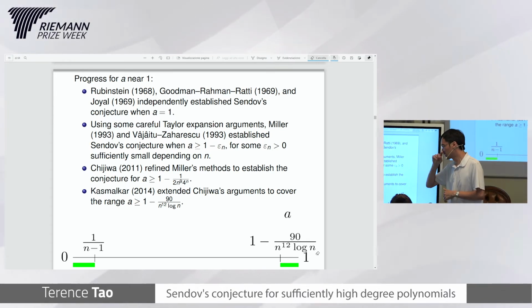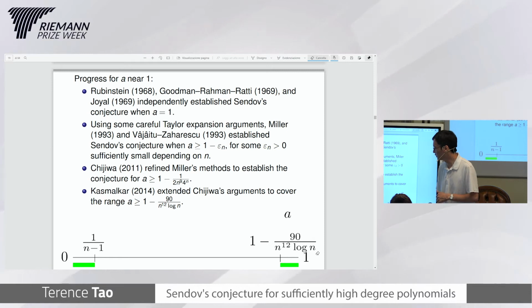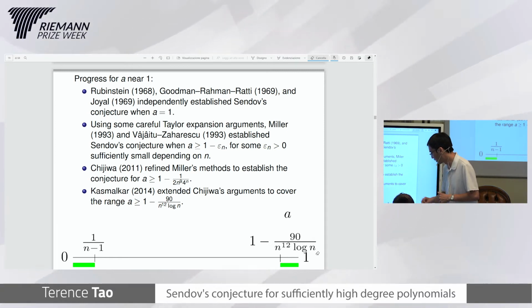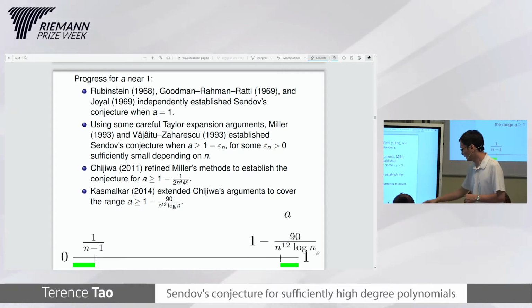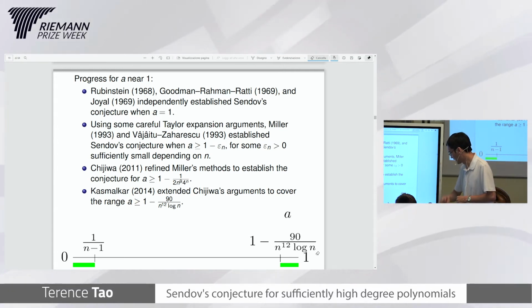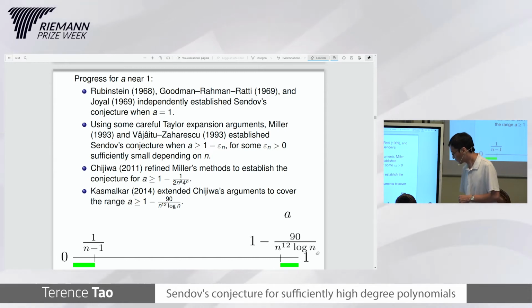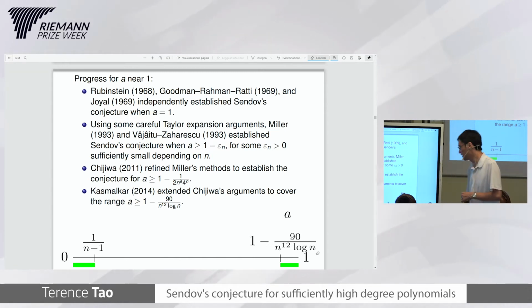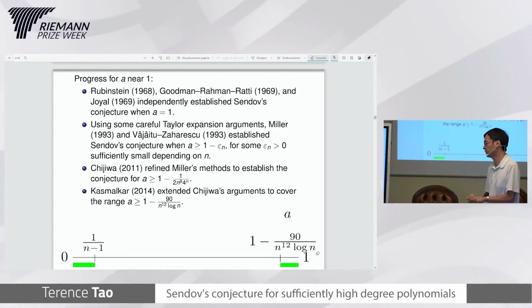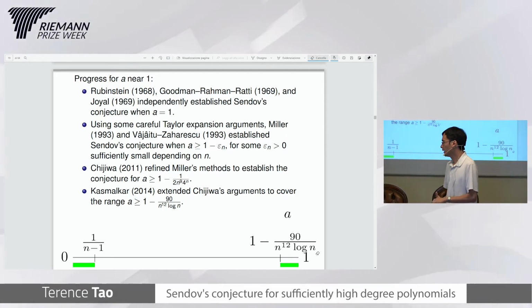And then in 2011, there was a result that gave an exponentially small epsilon, and then this was improved to a polynomially small epsilon, so 1 minus 90 over n to the 1/12 times log n. Okay, so there's a little interval near 1 where the conjecture was also proven. Okay, next slide, please.